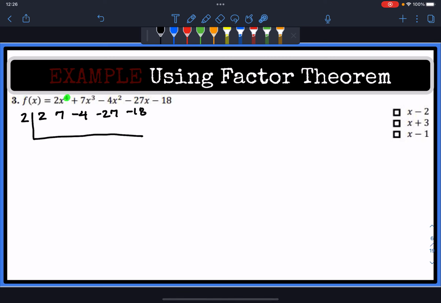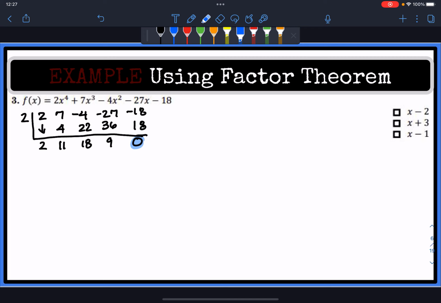Notice that we start off with the power of 4, but then we have the power of 3, the power of 2, the power of 1, and our constant, which is technically x to the 0 power. Every power is accounted for, so we don't have to use the 0 to hold any of those places, any of those degrees. So now let's bring down the 2 and multiply. This is 11 times 2, 18 times 2, plus negative 27, that's 9. And 2 times 9 is positive 18, which is equal to 0.